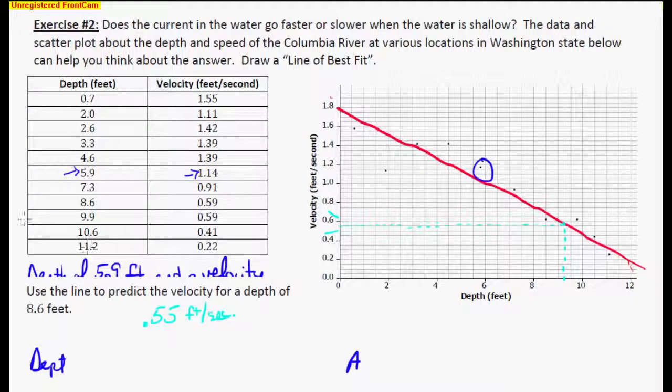Alrighty, so there you have it. Just work on drawing a good line of best fit, and then being able to use that line to answer the questions accordingly.